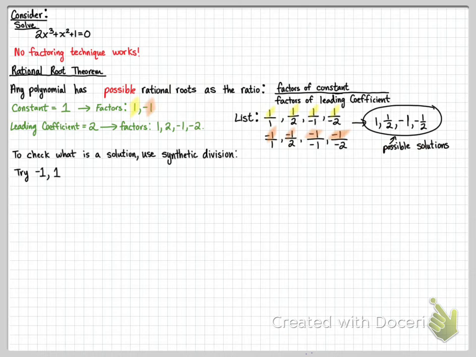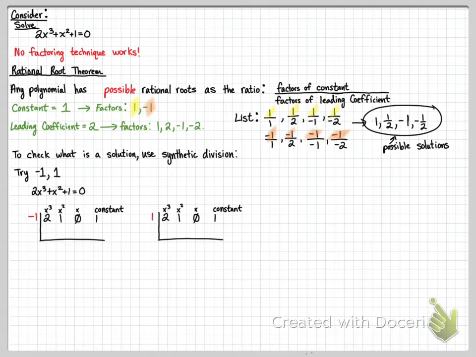So then we're going to have to check what is a solution by using synthetic division. So instead of using the 1/2 and the negative 1/2 right now, I'm going to try negative 1 and 1. So again, remember, I start with the original equation that I had here. And remember, we always have to go in order. And if there's no x term here, we have to put a 0 in for that term right there.